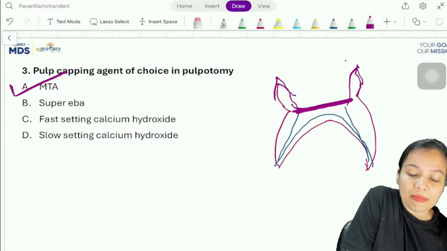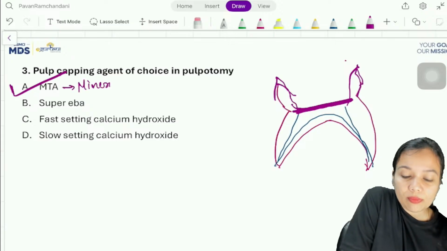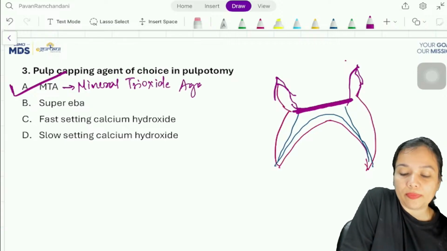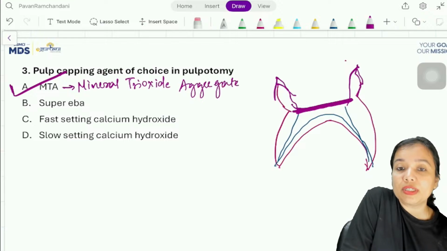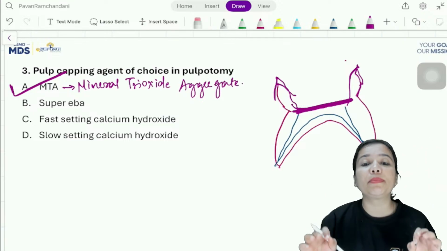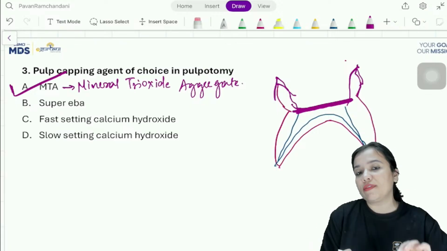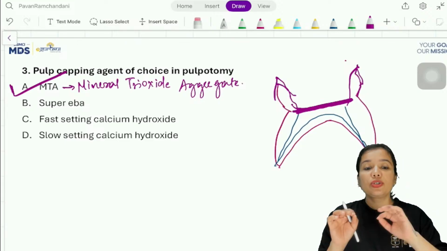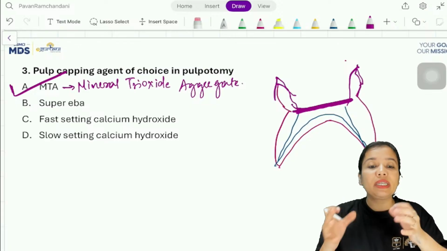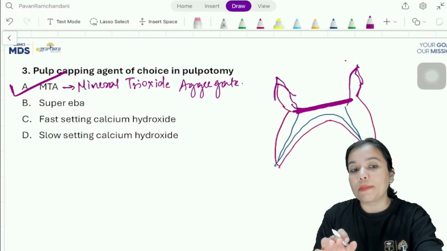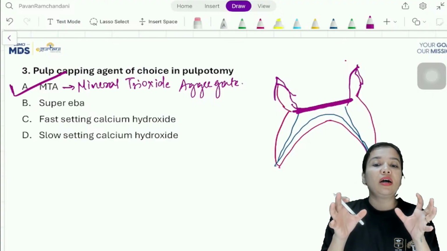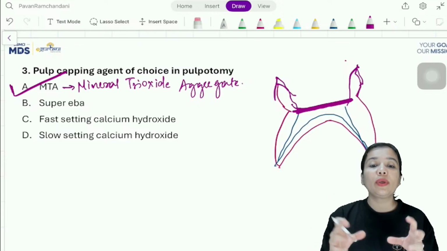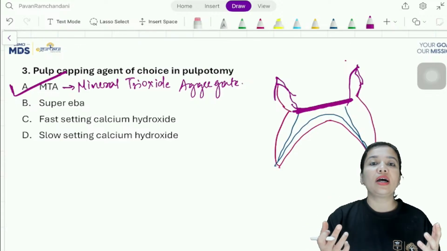What is MTA? MTA is mineral trioxide aggregate. So that's the material of choice. It is a biocompatible material that has become the gold standard for pulp capping in pulpotomy procedures in pediatric dentistry. Okay, so basically what does it do? It is a material which has a composition like Portland cement, and basically it helps to maintain the health and vitality of the remaining pulp, allowing the tooth to function naturally, and it exfoliates naturally.